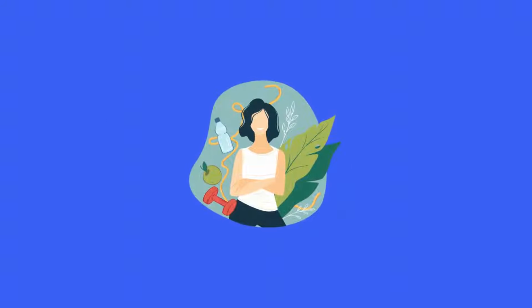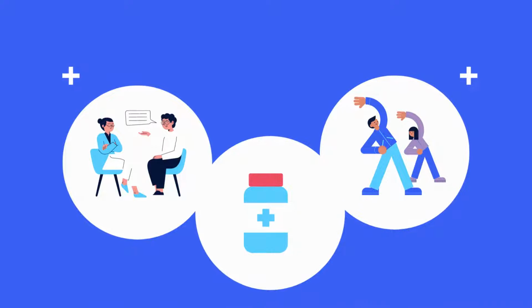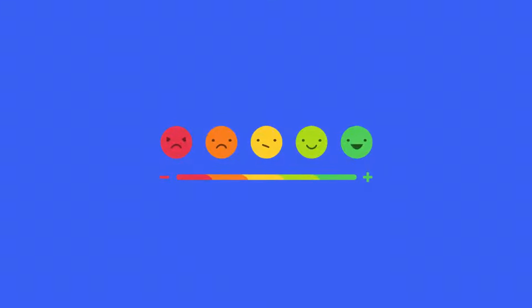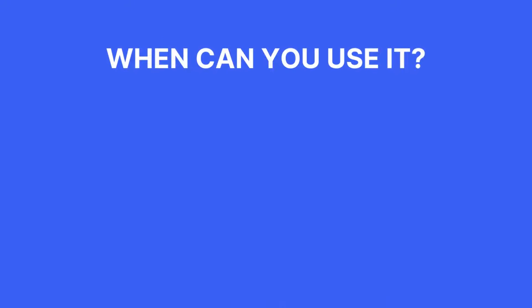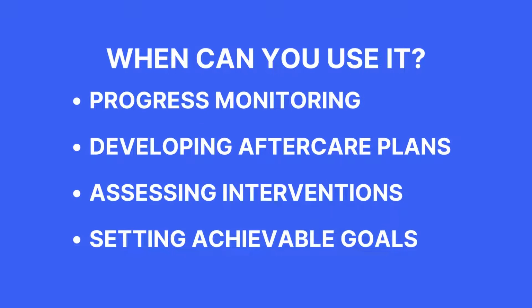Healthcare professionals use an addiction treatment plan to help patients with their journey to taking their lives back. This plan is tailored to the individual's needs and can involve a variety of therapies, medications, lifestyle changes, and other forms of support. Depending on the severity and type of addiction, treatment plans can include inpatient or outpatient care, residential programs, and aftercare. You would typically use an addiction treatment plan when monitoring a patient's progress over time, developing aftercare plans, assessing if interventions are effective, and to set achievable goals.